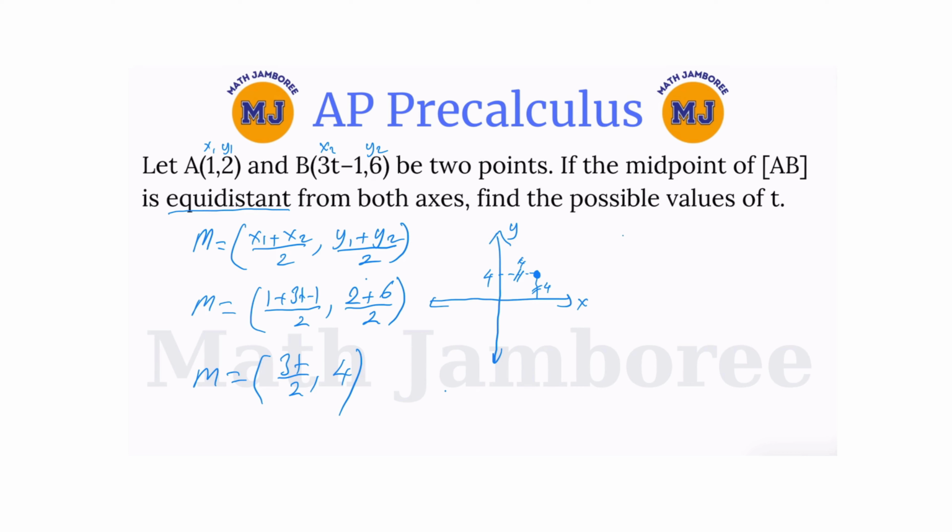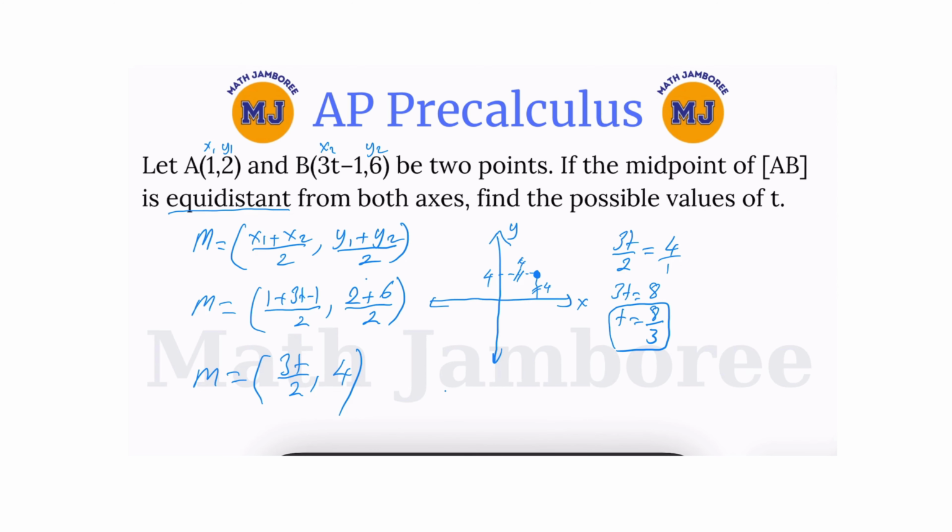Therefore, when you're solving these questions, you will say that 3t over 2 is equal to 4. This is the positive value of it, by the way. If I cross multiply these, 2 times 1 is 2, and 2 times 4 is 8, and t will be, when you divide both sides by 3, 8 over 3. So this is one of the values when we assume that the x-coordinate is positive.